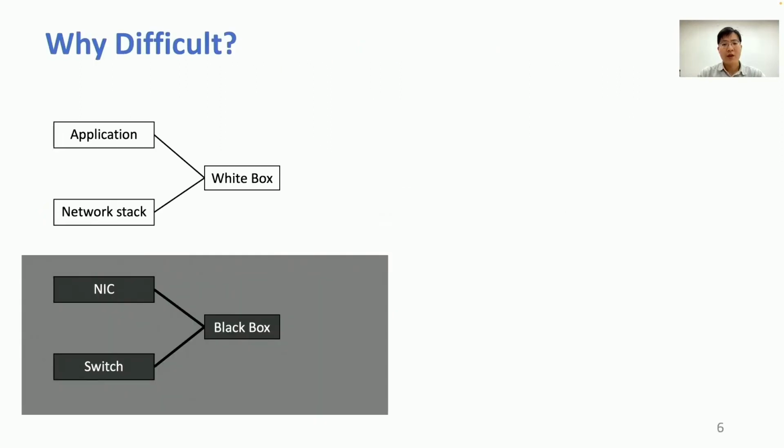So why is RLA diagnosis so difficult? The application and the network stack in software are white box, while traditional NIC and switch are black box. Operators in different layers have to monitor each layer with heterogeneous models and distinct semantics.